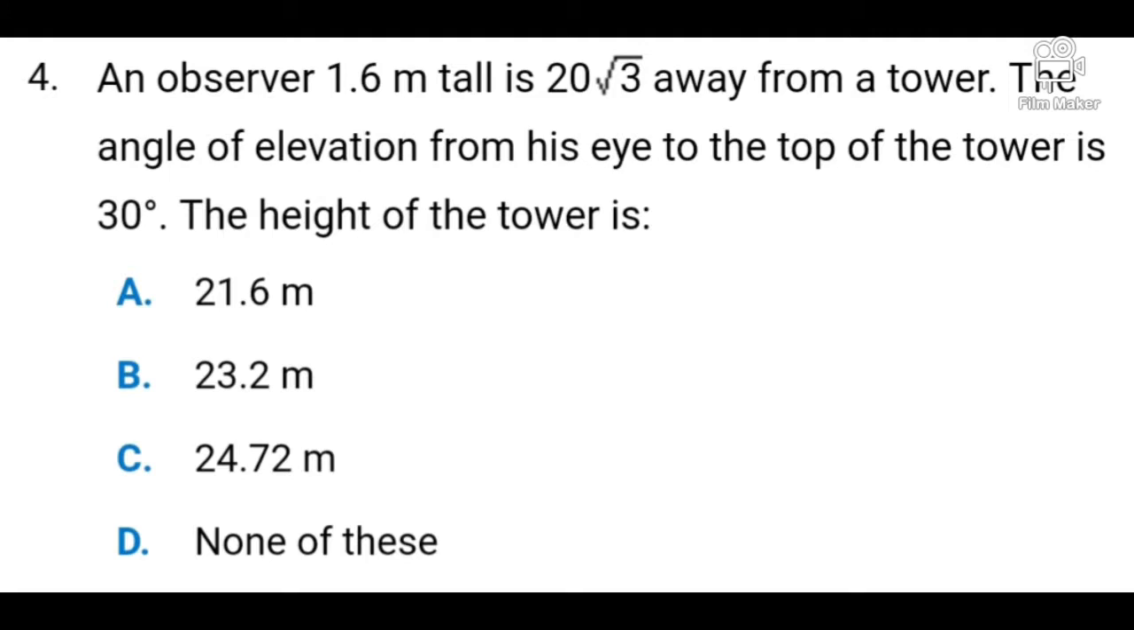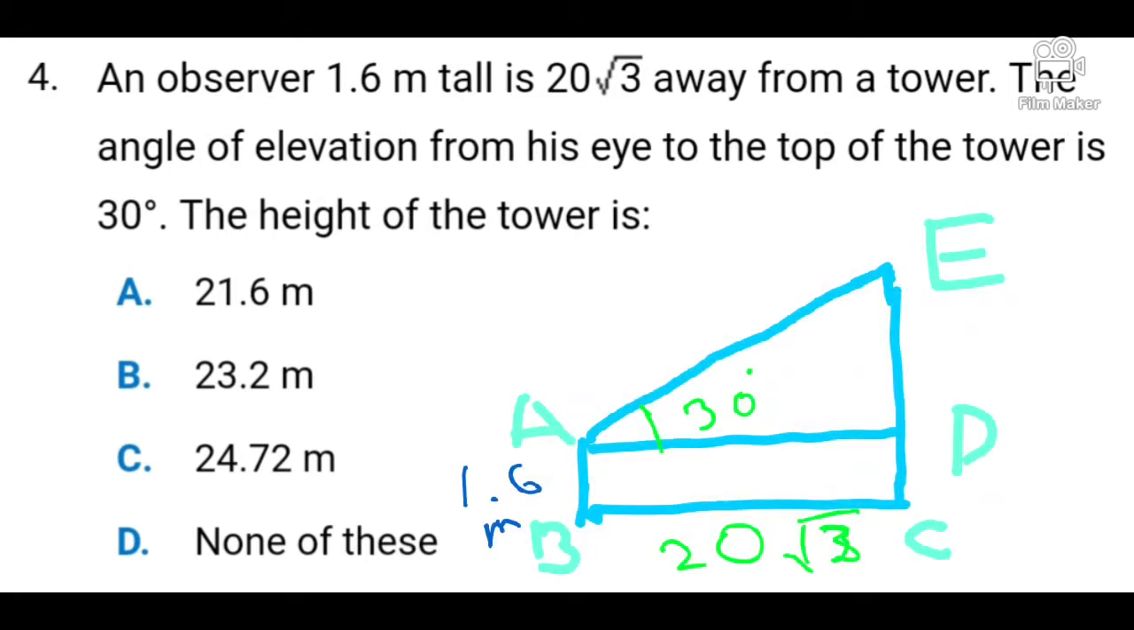So here let us consider AB as the observer, who is 1.6 meter tall, and EDC as the tower. It is given that the distance between B and C here is 20 root 3 meter. We will also see that there is a point D in such a way that AB is equal to DC. So here we will find that this type of figure is a trapezium. So in order to solve this problem, we have to draw a line AD which is parallel to BC.